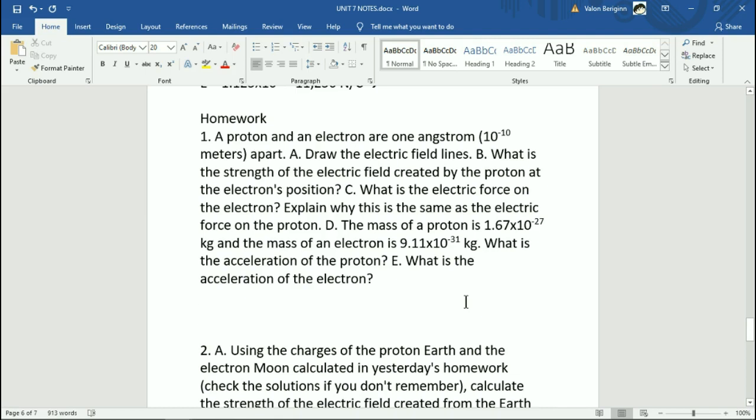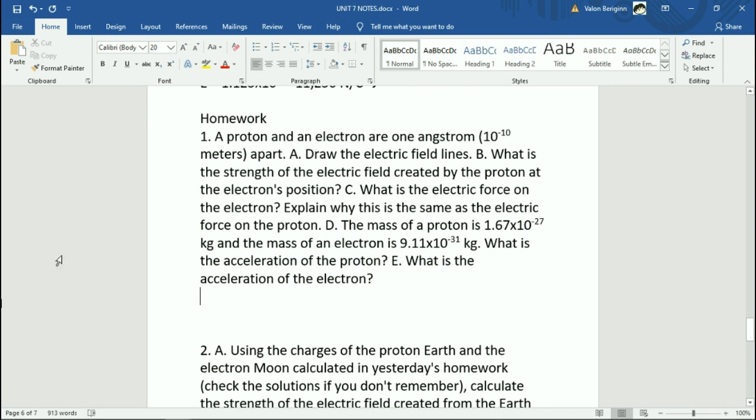All right, so here is the homework for the electric field stuff that we did yesterday. So I'm gonna go through this and see if you could figure this stuff out. Okay, so for the first part is drawing the electric field lines. Again, you couldn't really input this into the thing, but what you should see is the protons and electrons.